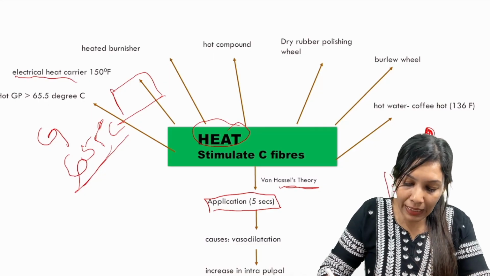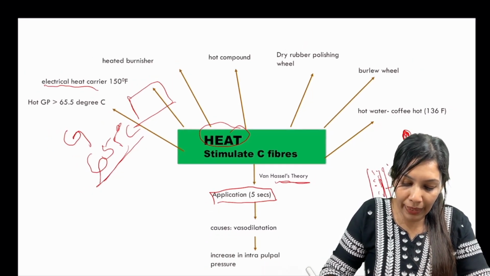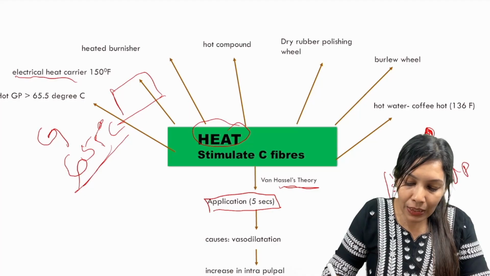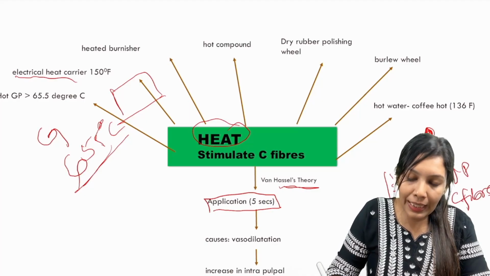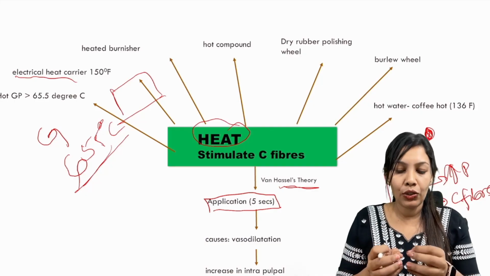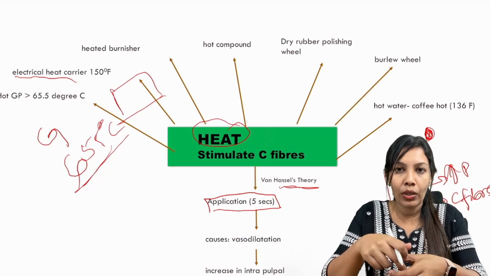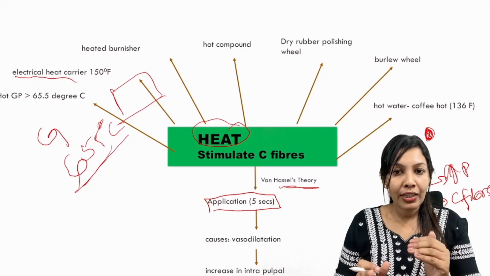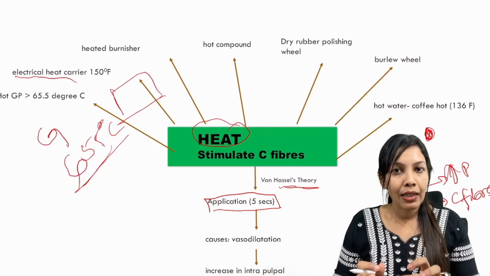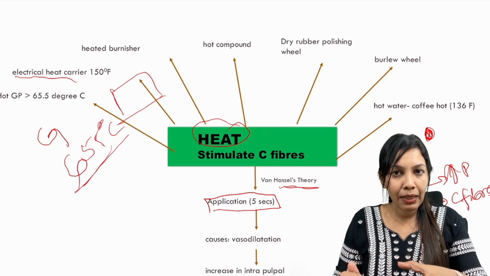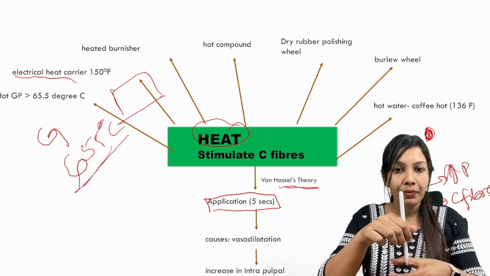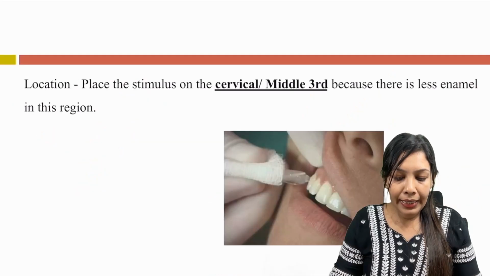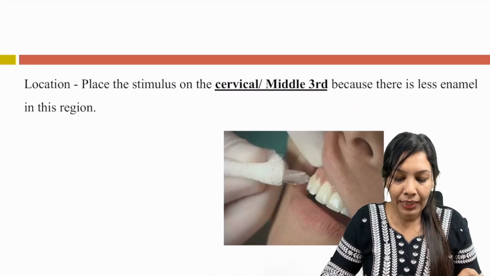So there will be an increase in the intrapulpal pressure, and as a result of that, they activate the C fibers seen within the core. Understood? There will be vasodilation within the core, and the C fibers will be activated. So this is the mechanism. Heat, just 5 seconds. Van Hassel's theory: when we apply heat, vasodilation takes place. It activates the C fibers. Very important.